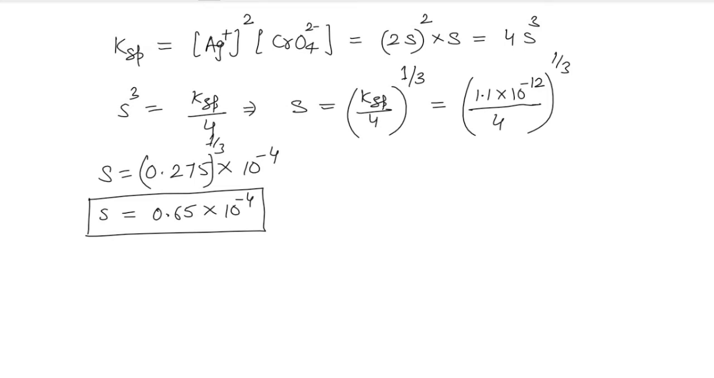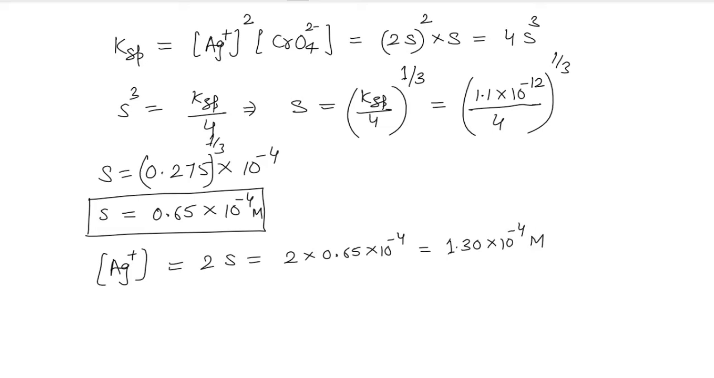Now we have to calculate the molarities of the individual ions. Ag plus ion concentration is 2S, so 2 into 0.65 into 10 raised to power minus 4. Its value comes out to be 1.30 into 10 raised to power minus 4 molar.